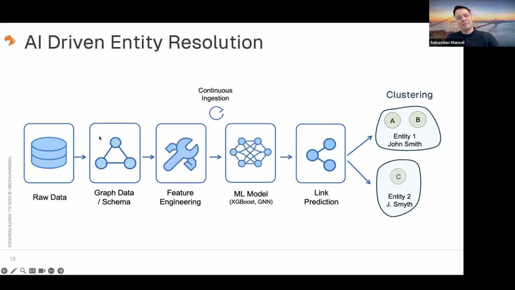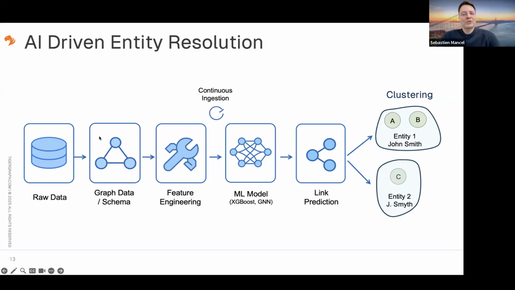Okay, so that's probabilistic matching. It brings flexibility and nuance to entity resolution. But to truly keep up with evolving data and fraud patterns, we need models that can learn and adapt over time. And that's where AI and machine learning take things to the next level. So let's look at AI-driven entity resolution, which combines graph context with machine learning.